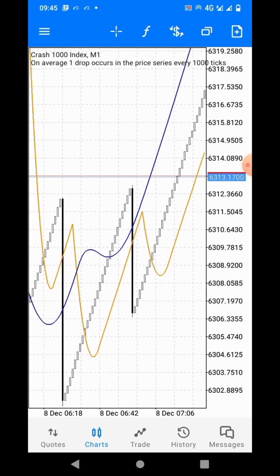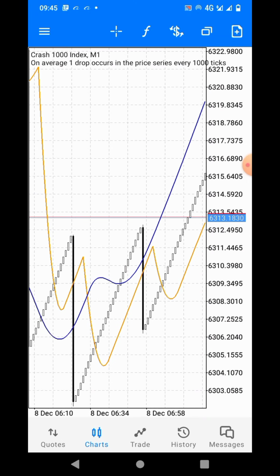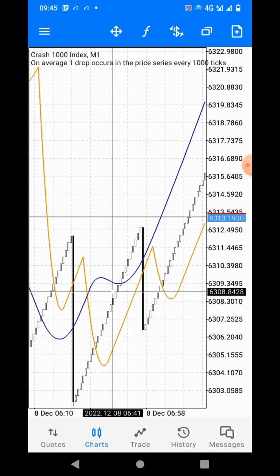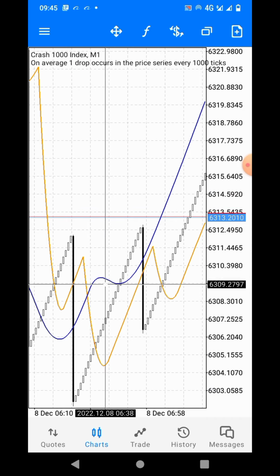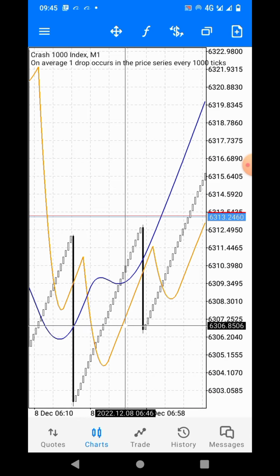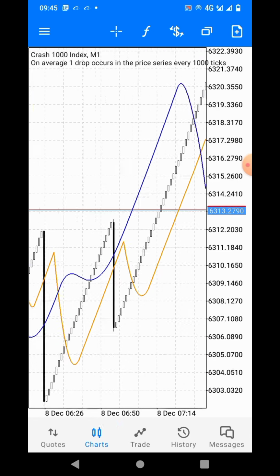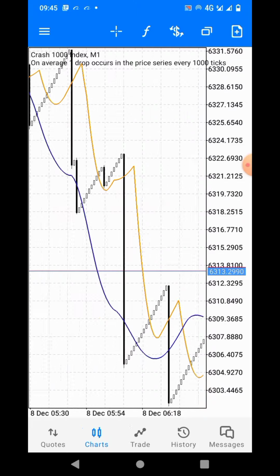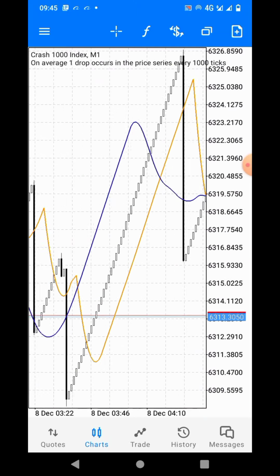So the same thing happened here. After the spike, you wait for the market to trade between the green moving average and the golden moving average. You can just take your buy. There was a spike, and it was a very big spike, but still you have been able to be profitable. So this strategy works, guys.